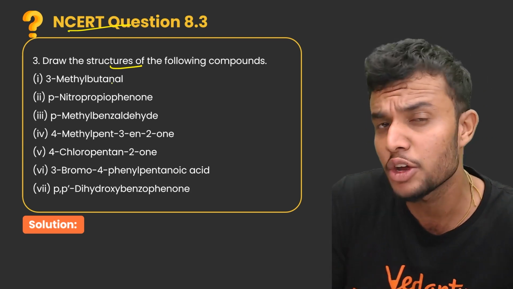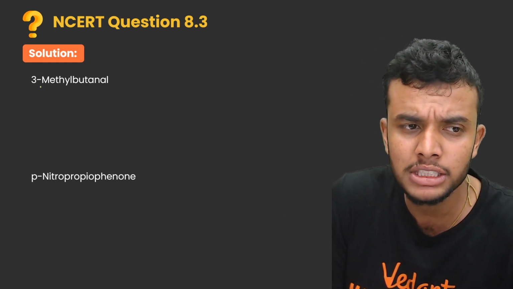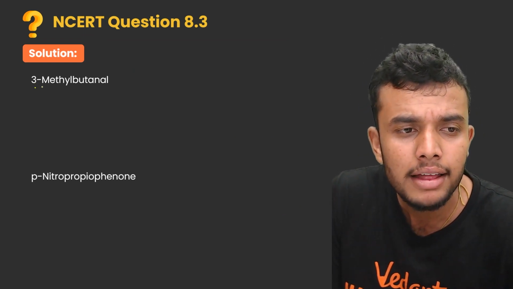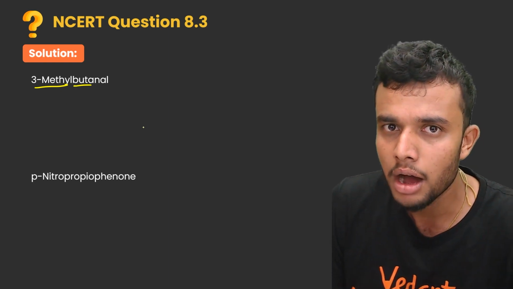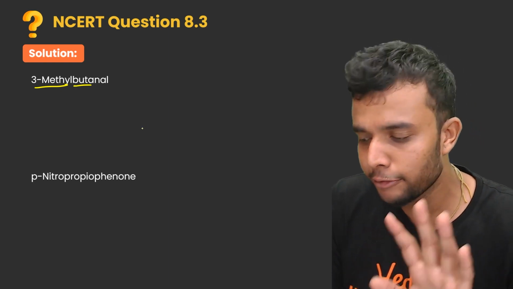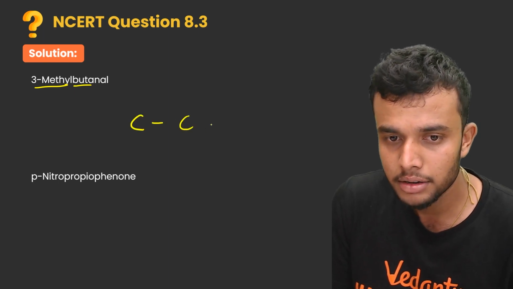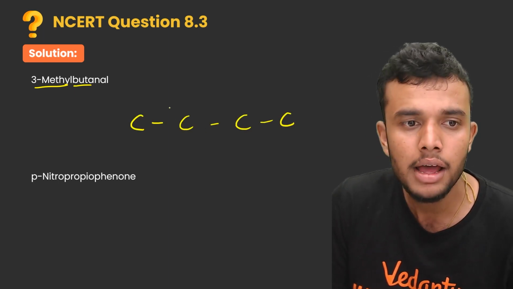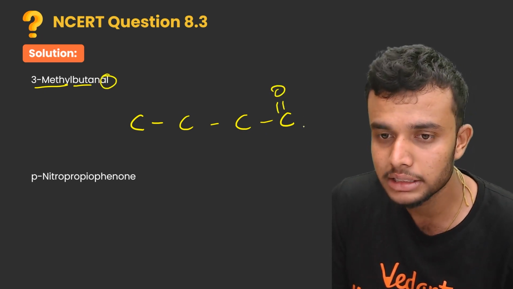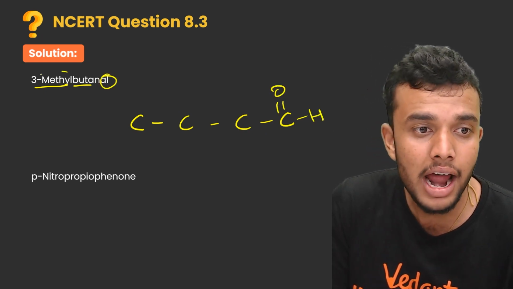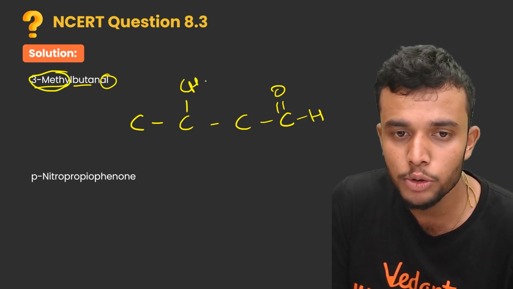We already discussed IUPAC naming. Similarly, we need to draw the structures. Come on, let's move on to the first compound. The first compound is 3-methylbutanal. Butane is nothing but 4 carbons, right? 4 carbons. And which functional group is there? The aldehyde functional group. That's why C double bond O, H. And at third position a methyl group is there. 1, 2, 3. Here the methyl group is there.